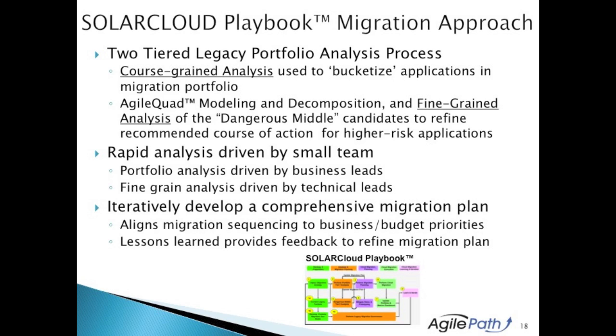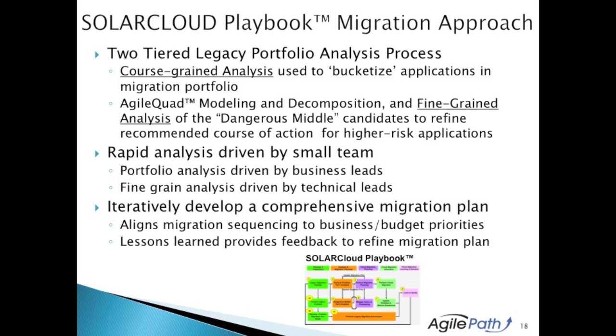So you look at migrating some of your low-hanging fruit applications based on the experience you gain from that. You feed that back into the analysis process. So analysis at both a coarse-grained and a fine-grained level, as well as migration activity, occur in parallel.